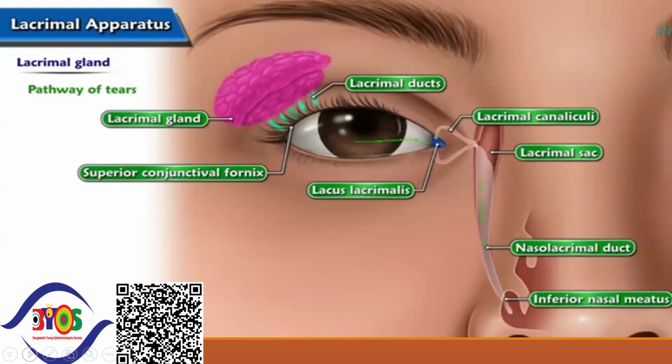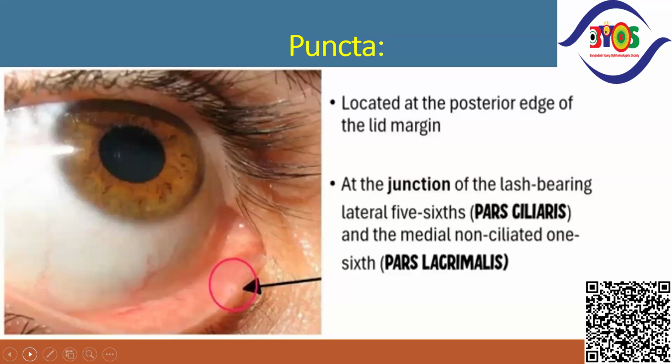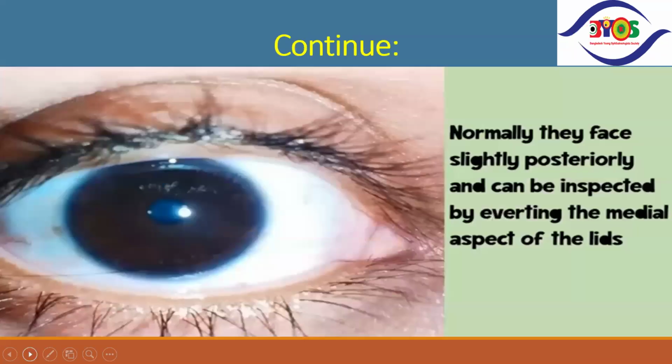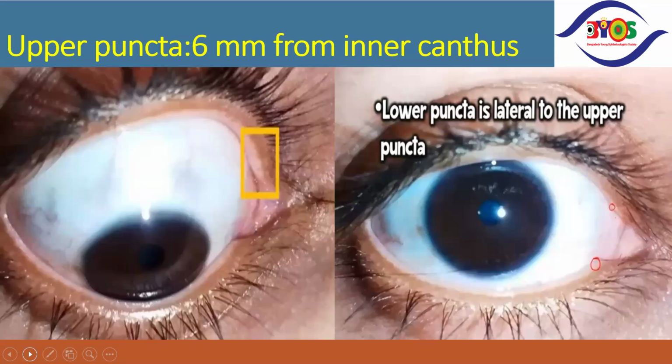The drainage system of the lacrimal apparatus includes the puncta, then canaliculi, common canaliculus, lacrimal sac, and nasolacrimal duct, which ultimately opens into the inferior nasal meatus. Now comes the puncta. It is located at the posterior edge of the lid margin, at the junction of the lash-bearing lateral five-sixths, which is known as the pars ciliaris, and the medial non-ciliated one-sixth, which is known as the pars lacrimalis. Normally, they face slightly posteriorly and can be inspected by everting the medial aspect of the lids.